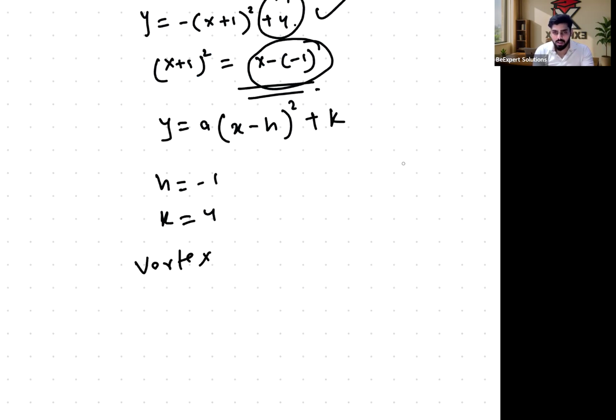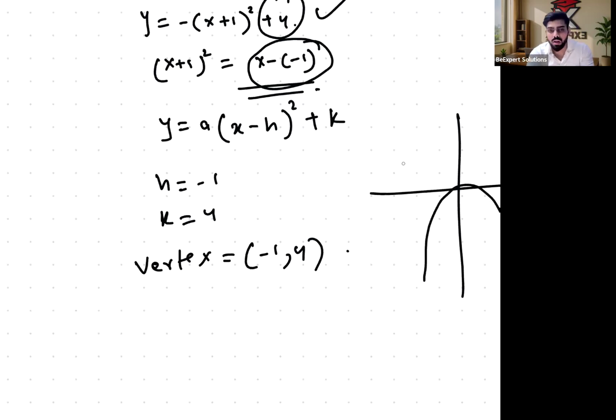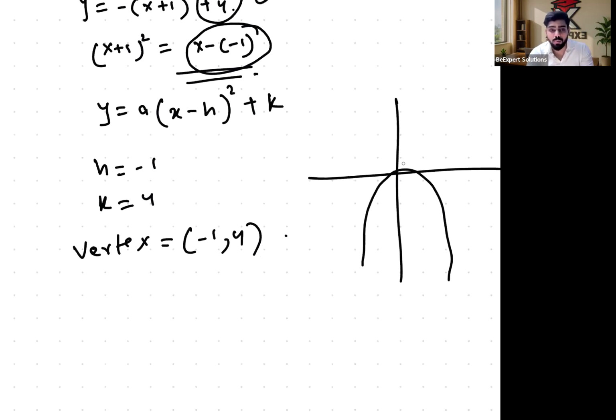Vertex is basically (-1, 4). Since a is negative, the graph will open downwards. The graph will be like this, it will open downwards, and it will give you the maximum point, and the maximum point would be what? 4, which is basically this point. This will be the maximum point. So that's how you do these easy questions.